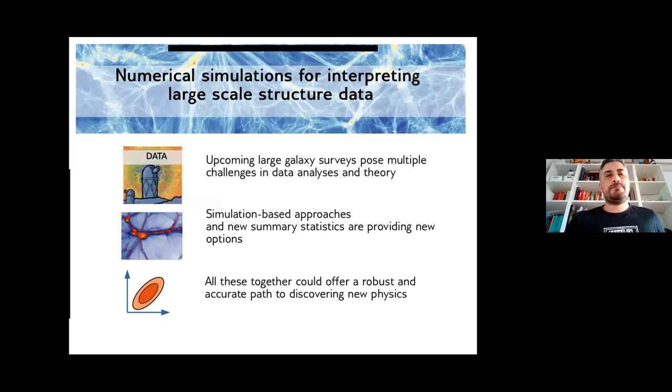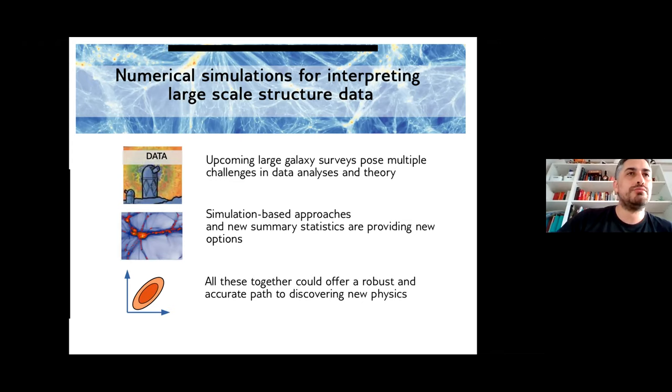So I tried to tell you that cosmology is in a very exciting place right now, and there's going to be a lot of new data that gives us the opportunity to learn about the universe. But it's also quite challenging from the data analysis point of view and how to make theoretical predictions. But a simulation-based approach, where we try to describe different aspects of the universe in a self-consistent manner, might offer a good way to interpret this data that could eventually deliver a very accurate and robust path towards new physics, perhaps.